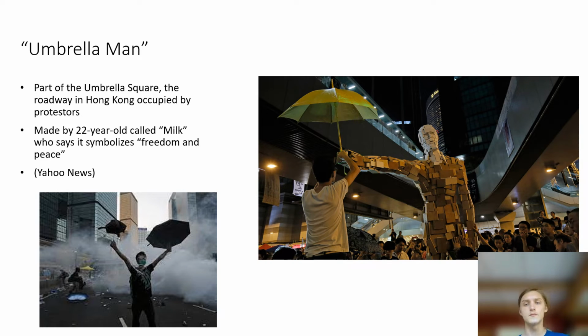The most iconic of these pieces is Umbrella Man, a 12-foot wooden statue made by the 22-year-old artist who goes by Milk. Umbrella Man, according to Milk, symbolizes freedom and peace, and can easily be interpreted as an homage to the protesters' use of umbrellas during their occupation.